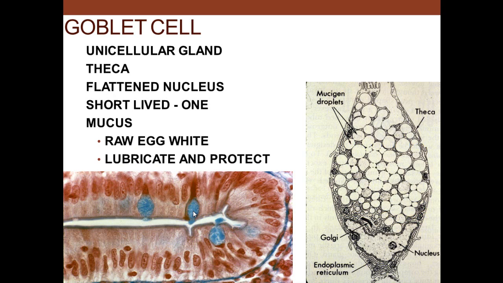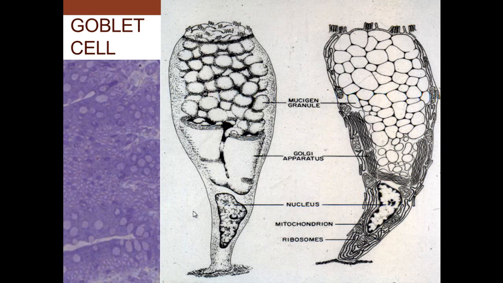Flattened nucleus at the bottom just produces one content of theca and then discharges and dies. The whole epithelium is sloughing off every 6 to 8 days or so anyhow. And so these just produce and then they die and are replaced by other cells.